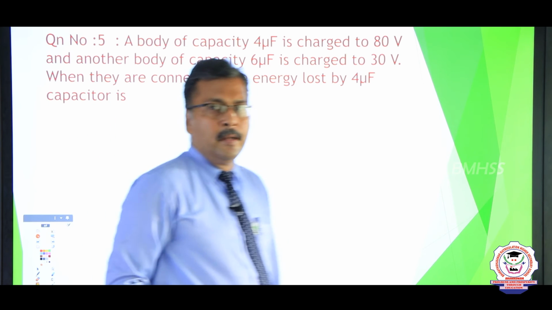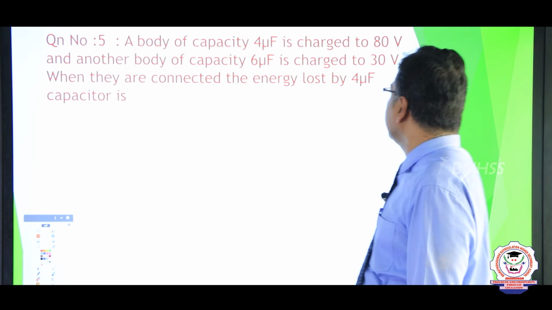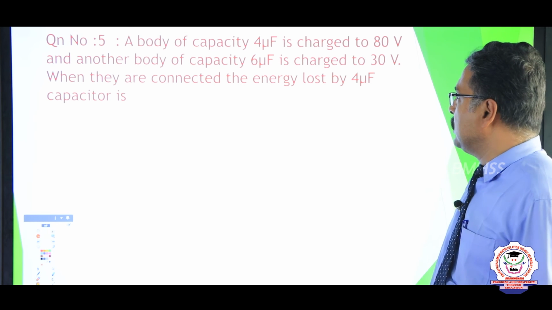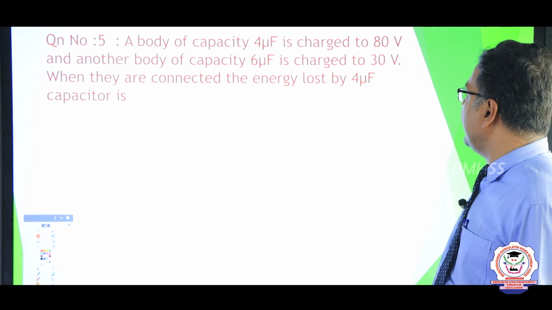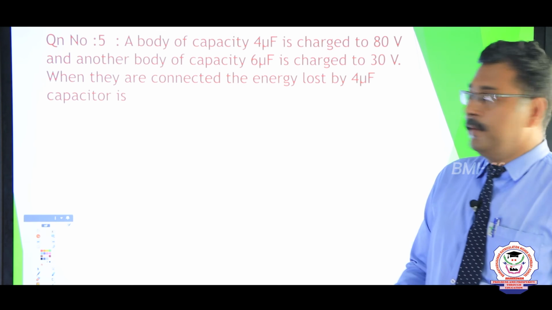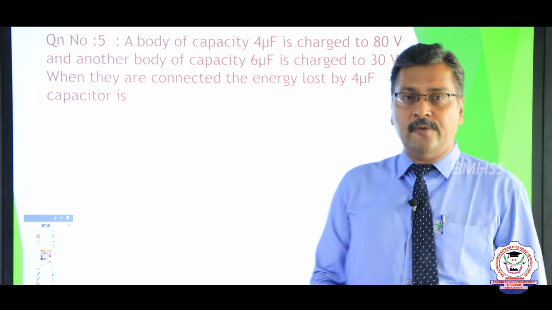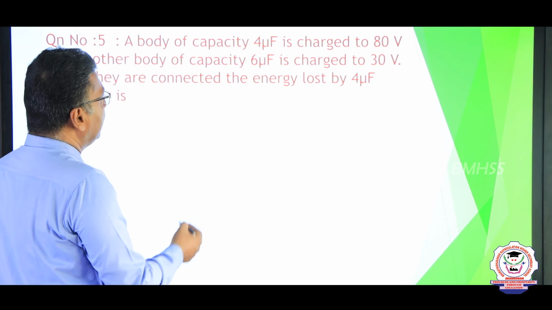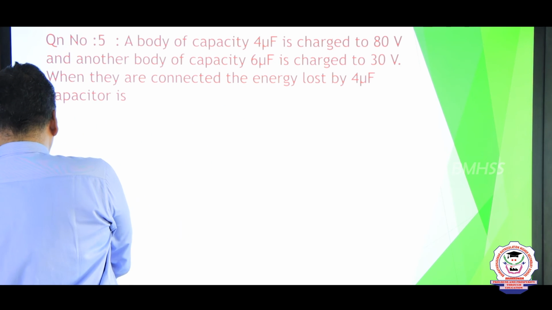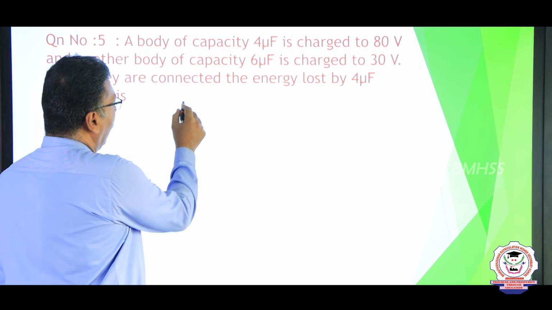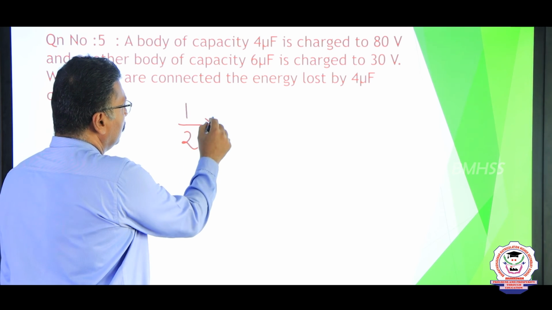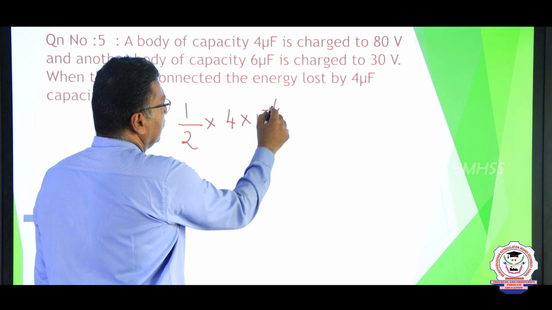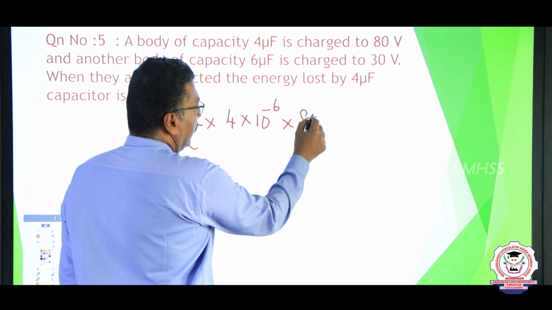In this problem, a body of 4 microfarad is charged to 80 volts, and another body of capacitance 6 microfarad is charged to 30 volts. When they are connected, we find the energy lost by the 4 microfarad. So first we have to calculate the energy in the capacitance of 4 microfarad. How will you calculate that? We will calculate half into 4 into 10 power minus 6 into 80 square.